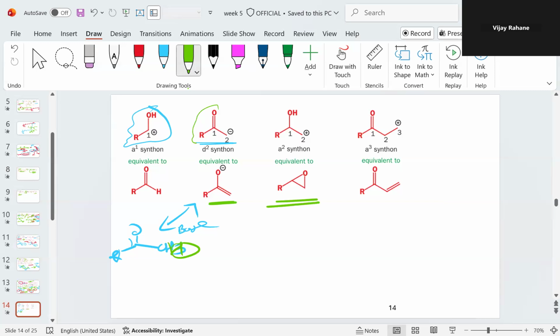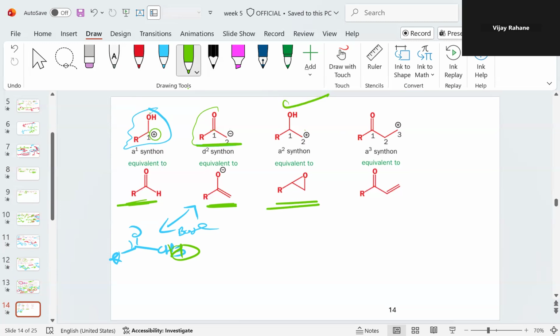Similarly, this is the synthon for this type of epoxide. If you look closely here, on the same carbon on which the hydroxy group is attached, if you want this cation here, the synthetic equivalent will be the aldehyde. But in this case, the synthetic equivalent is this type of enolate. The difference here is the negative charge on the alpha position. Now, instead of this negative charge, if you want the positive charge, then we can use this type of epoxide.